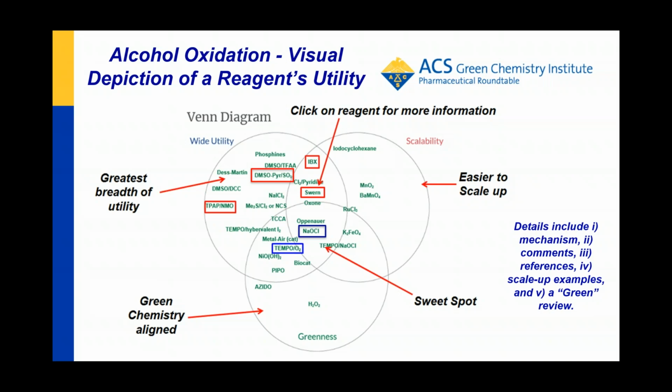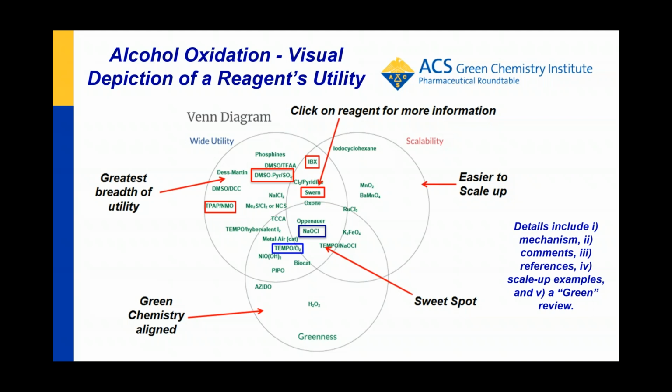Basically, the Venn diagram is split into three circles shown here. The top left, you have reagents. The top left circle highlights reagents that are widely utilized for the specific transformation you're looking at. If you want a high chance of a reaction working, this is where you'd be looking. This is the very popular area in terms of the medicinal chemistry area. On the right-hand side, the right circle, you have scalability.